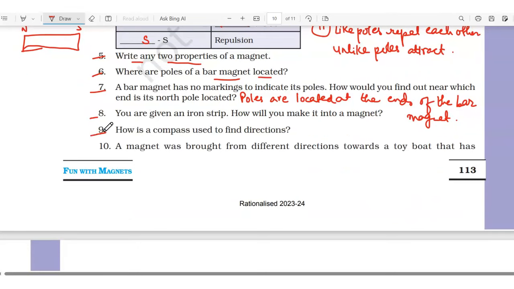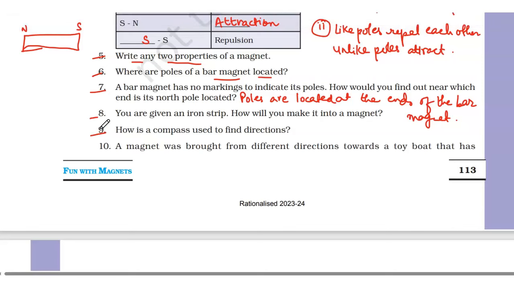Question number 9, how is a compass used to find directions? Students, a compass is basically a small case that is made up of glass. Now, a magnetized needle is pivoted inside the box of a compass. The needle can rotate freely. Okay, now the compass also has a dial which has directions marked on it.